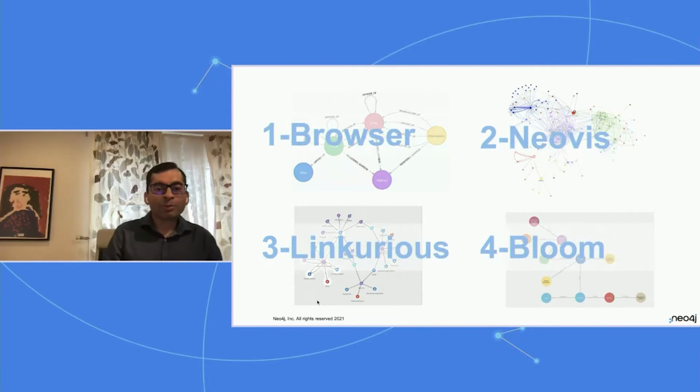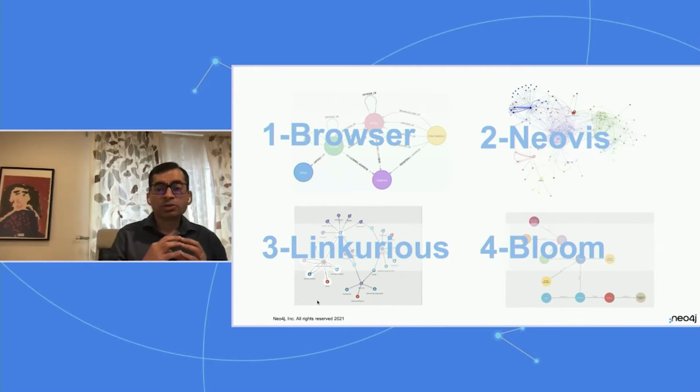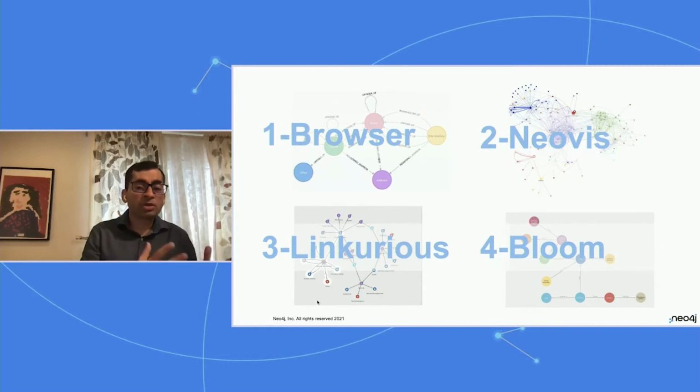All right, so number one was Browser. Number two is NeoViz. Browser is, of course, our Neo4j Browser developer tool. NeoViz is an open source library that was built on top of Viz.js and has been used to draw visualizations of algorithms. Then Linkurious, one of our partners, with their tool, and then of course Bloom.